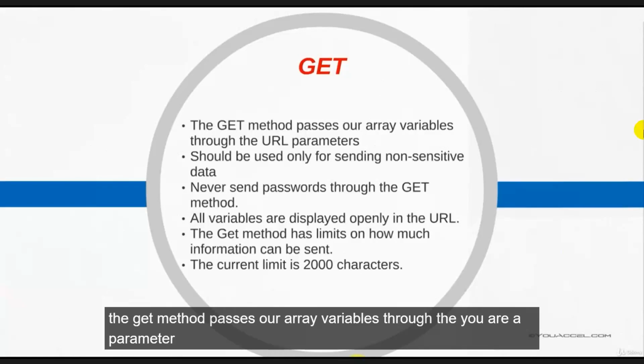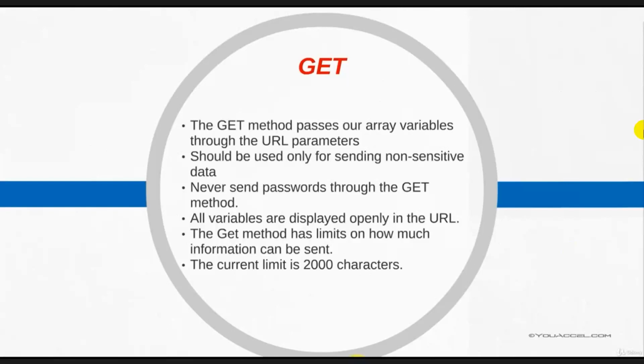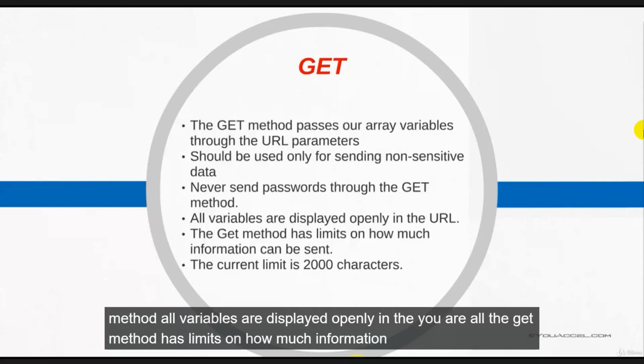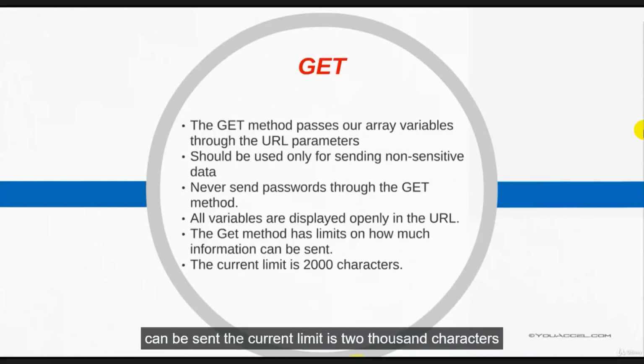The get method passes our array variables through the URL parameter. The get method should only be used for sending non-sensitive data. Never send passwords through the get method. All variables are displayed openly in the URL. The get method has limits on how much information can be sent. The current limit is 2,000 characters.